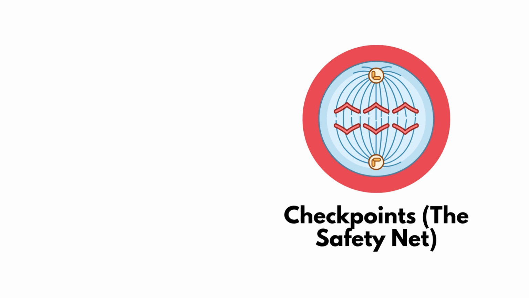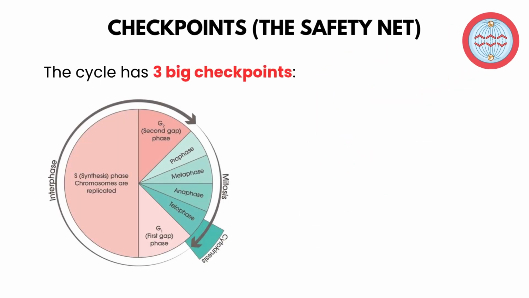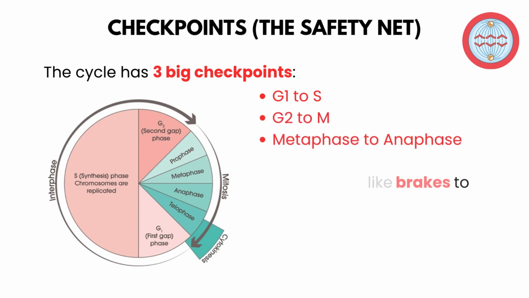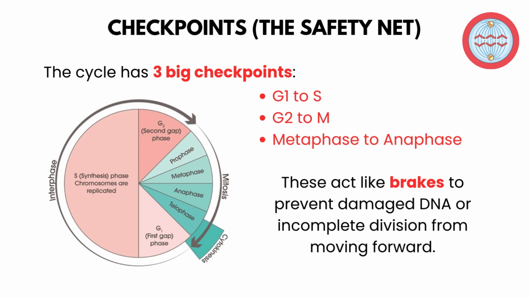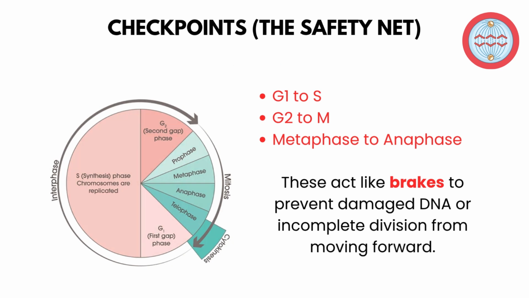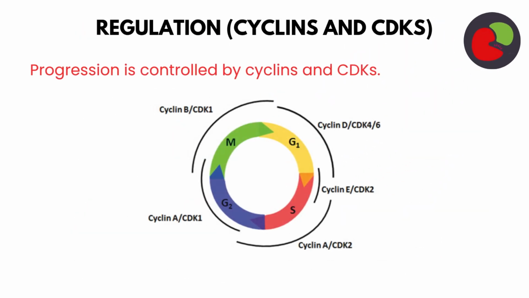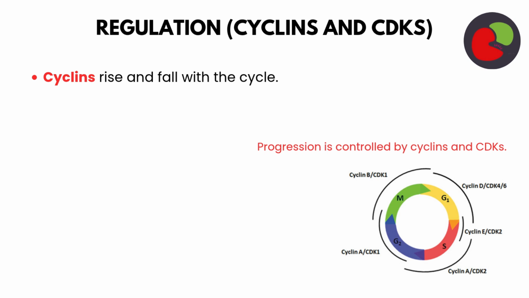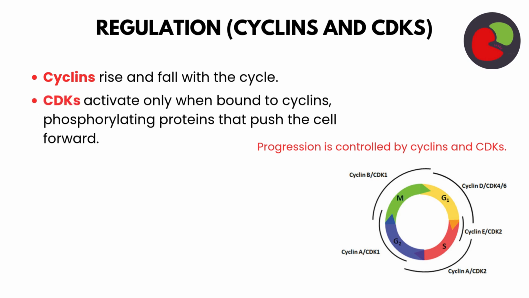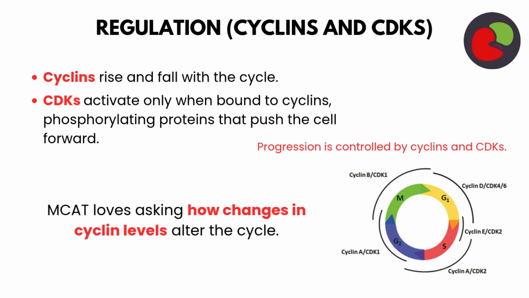Checkpoints, the safety net. The cycle has three big checkpoints: G1 to S, G2 to M, and metaphase to anaphase. These act like brakes to prevent damaged DNA or incomplete division from moving forward. Regulation, cyclins and CDKs. Progression is controlled by cyclins and CDKs. Cyclins rise and fall with the cycle. CDKs activate only when bound to cyclins, phosphorylating proteins that push the cell forward. MCAT loves asking how changes in cyclin levels alter the cycle.